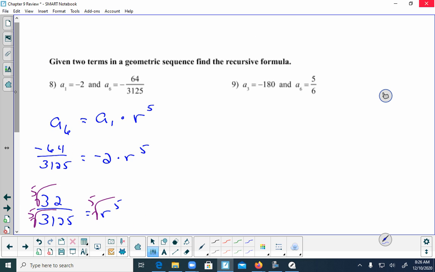Okay, number 9 is a little bit trickier than number 8 because I'm not given the first term. I can still find this though. So this one I'm going to look at, I have a to the sixth is going to equal a to the third times my ratio.